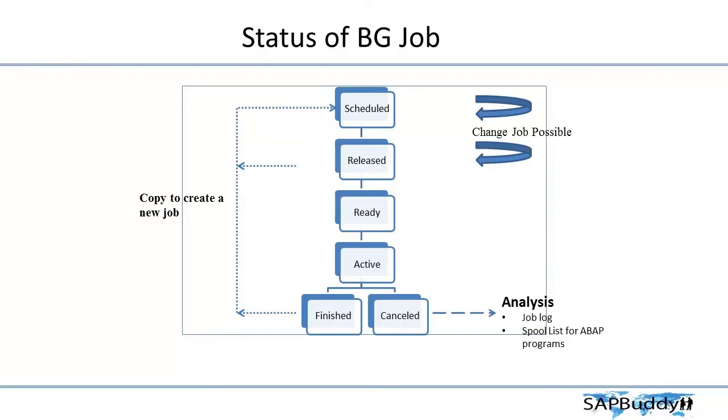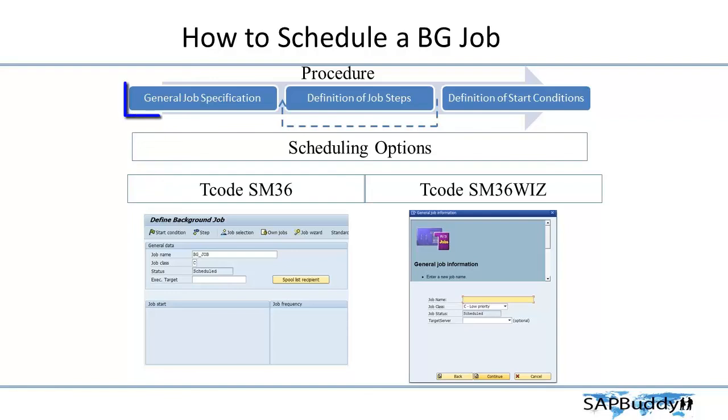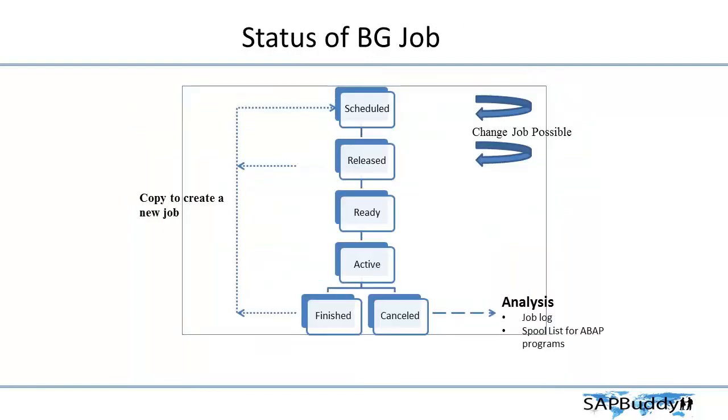Okay, we have job creation and we have three steps. If you go back to our previous presentations, you can see we have three steps. We created the job definition, we defined the steps, but you did not define the start condition. In that state, it will be scheduled. You need to define the start condition.